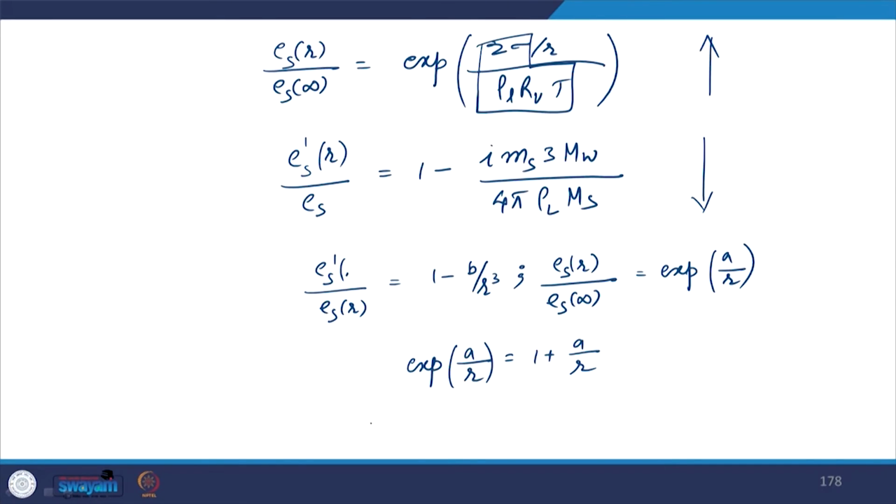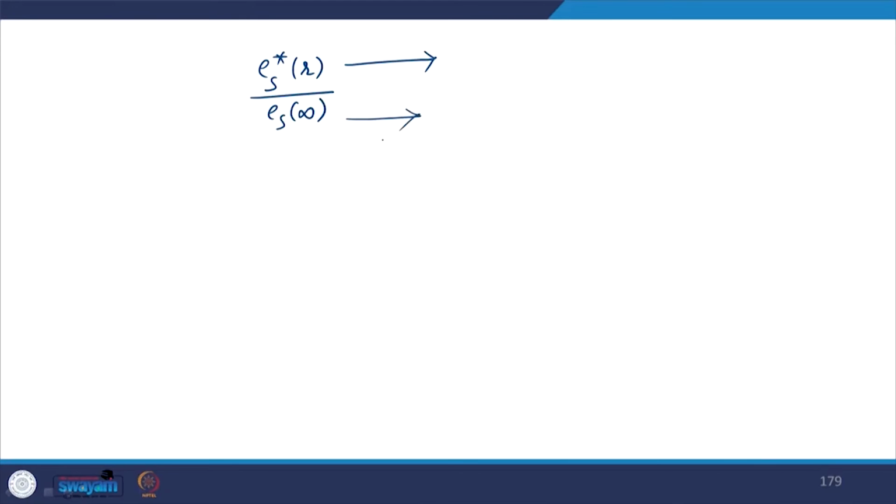Right. Now we can combine these two. Our objective is to write Es star of R divided by Es of infinity. What is this? It is the equilibrium saturation vapor pressure over a droplet containing a solute. That means we have taken both effects into consideration. So how does the saturation vapor pressure change in the presence of a solute over a droplet in comparison to Es of infinity, the equilibrium saturation vapor pressure over a plane surface of water, right.